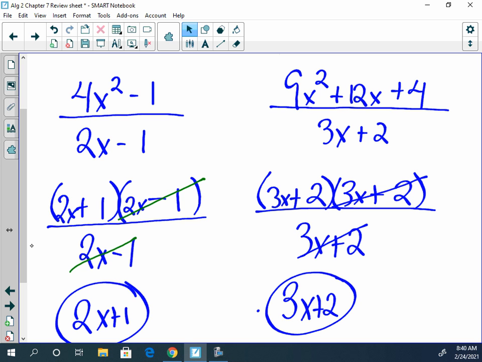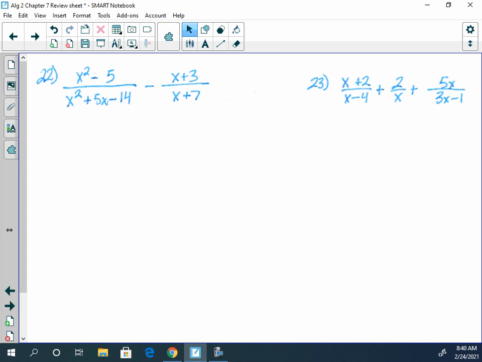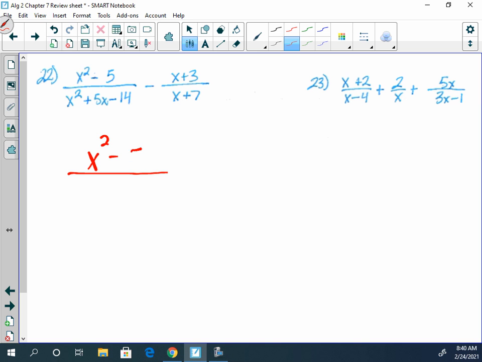So the big thing with addition and subtraction is making the denominators be the same. Once we get the denominators the same, then we add or subtract. And if there are any quadratics in the denominator, we're not worried about the numerator, but the denominator, we need to factor them so that we can get them to be the same. Now, I'm not too worried about x squared minus 5. Yeah, no, this is the one we're not doing.